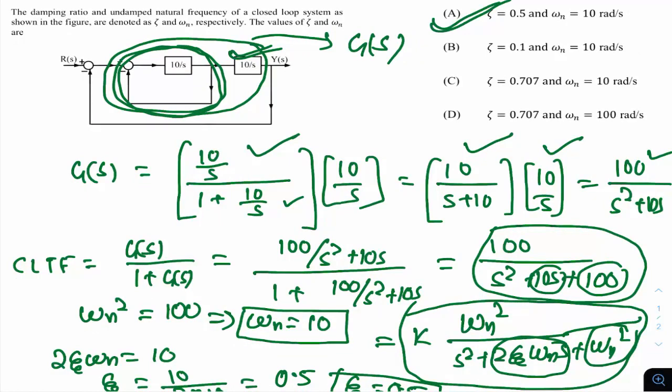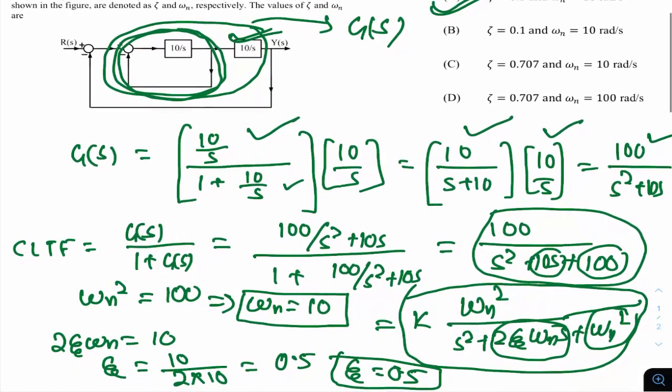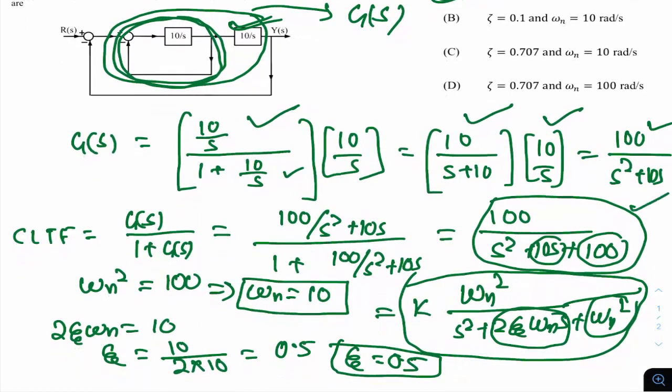This is one of the simplest questions in this paper. A very simple block diagram is given where not much skill is needed to obtain the closed loop transfer function. So once you obtain the closed loop transfer function, by comparing that one with the second order standard transfer function, you get the values of zeta and omega n. So omega n is 10 and zeta is 0.5. So the answer is option A for this.